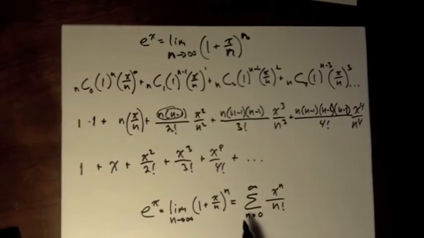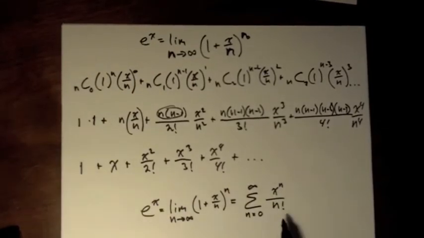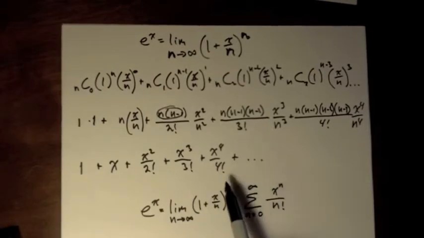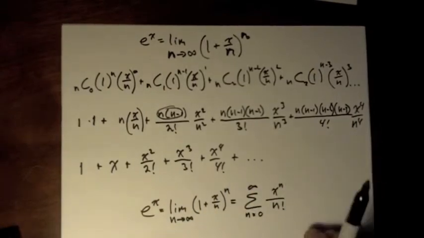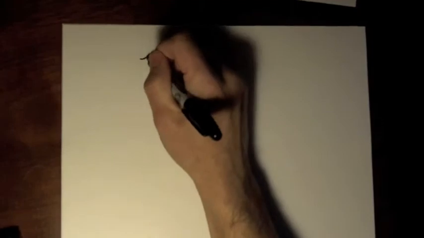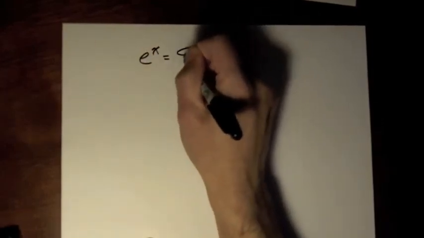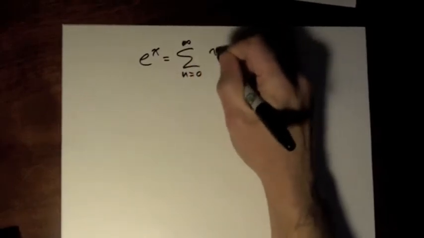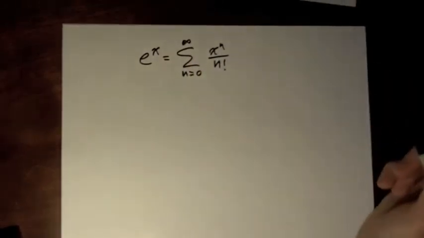Let's see, when n is 0, we've got x to the 0, which is 1 over 0 factorial, which is 1. When n is 1, we've got x to the 1 over 1 factorial, which is x. When n is 2, we've got x squared over 2 factorial, x cubed over 3 factorial, etc., etc., etc. Okay, very interesting result. So now, let's just write this down again here. e to the x equals the summation n equals 0 to infinity of x to the n over n factorial.